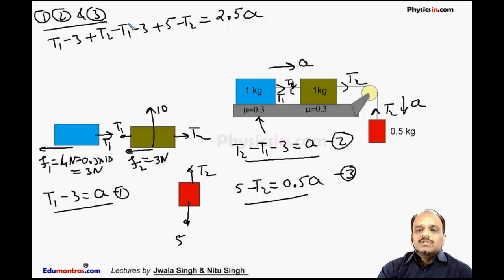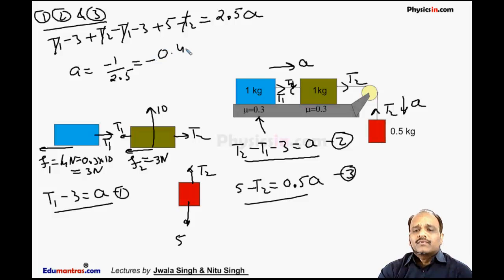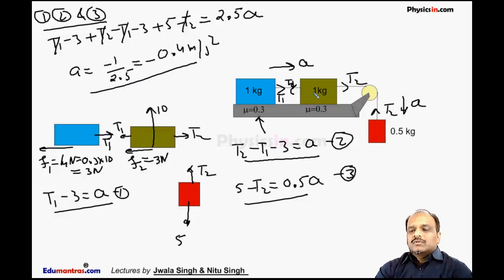2.5A. So this T1 will cancel out, this T2 will cancel out. We get A as minus 3 plus 5, which is minus 1, divided by 2.5. So it is minus 0.4 meter per second square. Means if we solve this question by taking these two blocks moving forward, let this be the acceleration, but the acceleration comes out to be negative, means these two blocks are moving backward, which is an unnatural answer. So naturally these two blocks can never move in backward direction. Their tendency is to move only in forward direction.